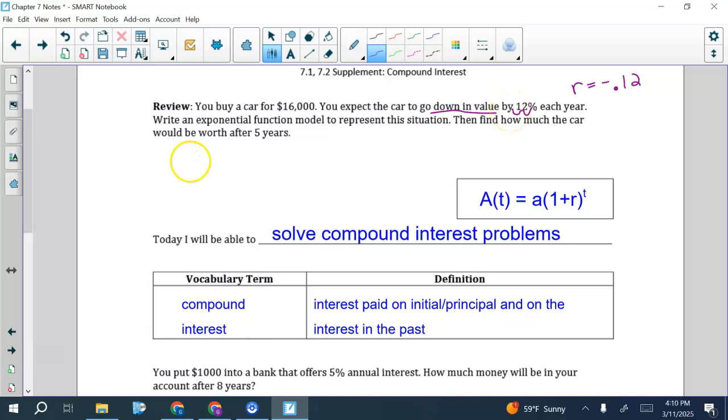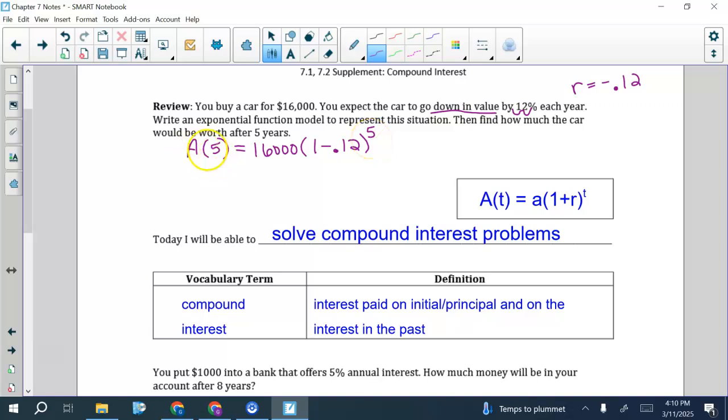Okay, so how are we going to set that up? We're going to say the amount after 5 years is equal to the original amount, 16,000, times 1, and then instead of plus our rate, we're going to say minus our rate. And then to the time, 5 years.